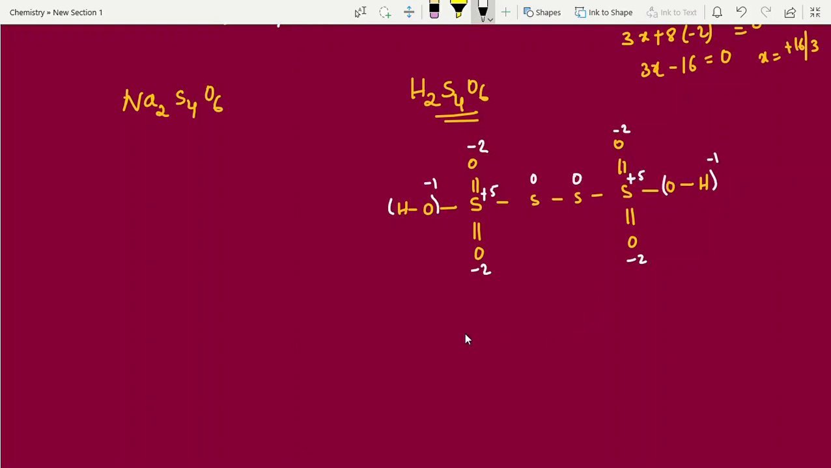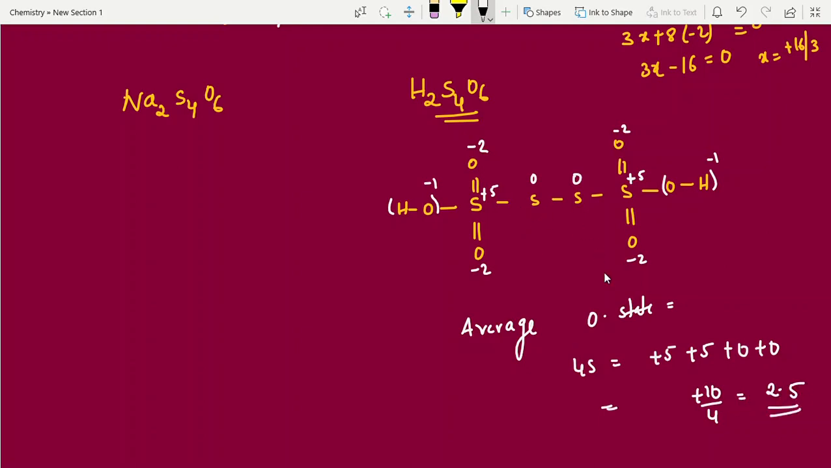Clear? Now, average oxidation state. You can calculate. What is the answer? Can you tell? This is what? Plus 5, plus 5, 4 sulfurs. You can calculate. Plus 5. Anyone got the answer? Plus 5, plus 0, plus how much? 10 by 4. Plus 10 by 4 means 2.5. So the average oxidation state of sulfur is 2.5. Many times they asked this question.